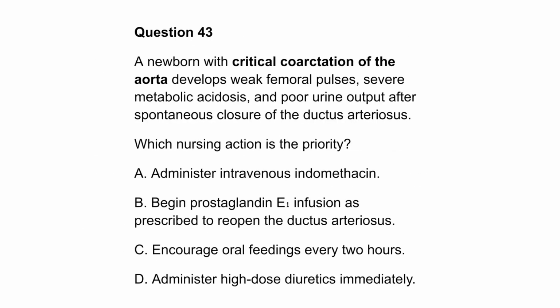Question 43. A newborn with critical coarctation of the aorta develops weak femoral pulses, severe metabolic acidosis, and poor urine output after spontaneous closure of the ductus arteriosus. Which nursing action is the priority? A. Administer intravenous indomethacin. B. Begin prostaglandin E infusion as prescribed to reopen the ductus arteriosus. C. Encourage oral feedings every 2 hours. D. Administer high-dose diuretics immediately.